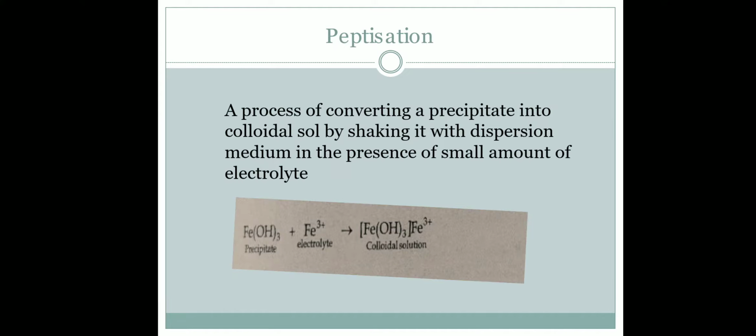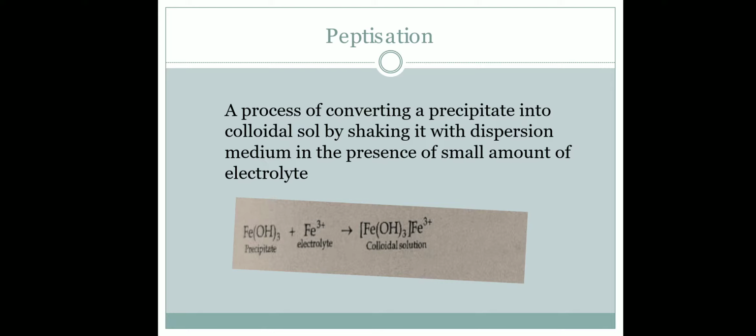The third type of dispersion method is peptization. Peptization is the conversion of a freshly prepared precipitate into a colloidal solution by the addition of a small amount of suitable electrolyte. The electrolyte which is used for this purpose is called the peptizing agent. For example, by the addition of a few drops of ferric chloride to a freshly formed precipitate of ferric hydroxide, a reddish brown colored sol of ferric hydroxide is formed.